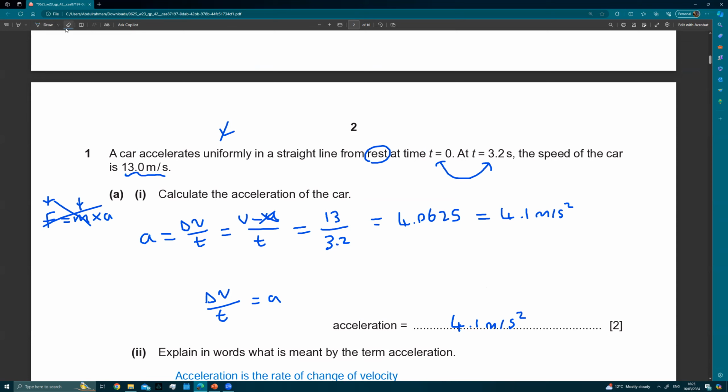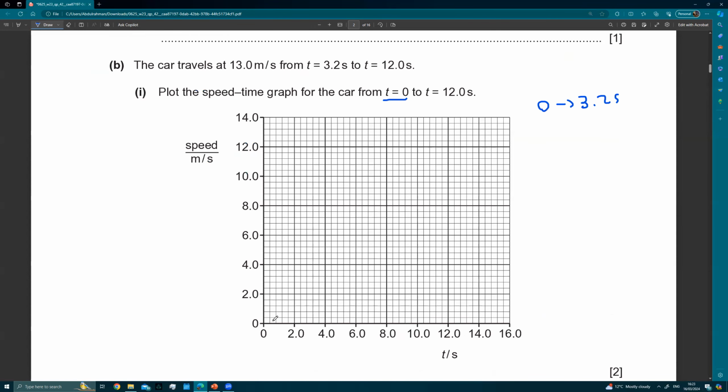And we know that the initial speed was 0 and the final speed was 13. So our initial speed was 0 and our final speed was 13. So 13's in between 12 and 14, so around here. Okay, and we know it took 3.2 seconds.